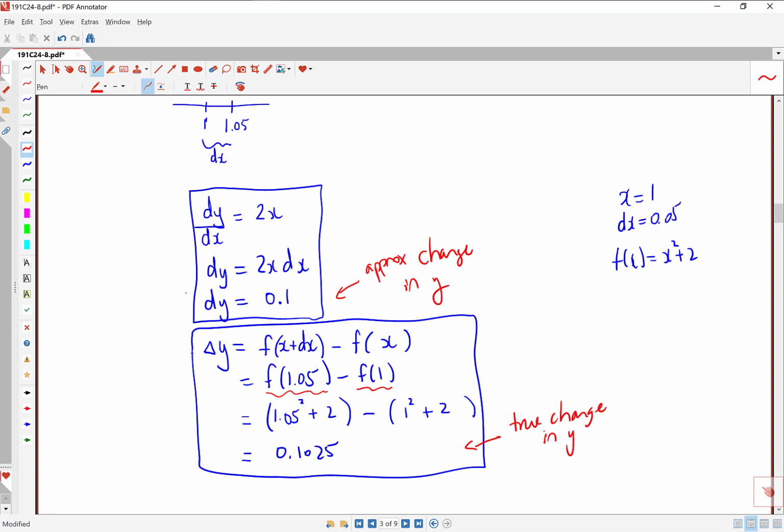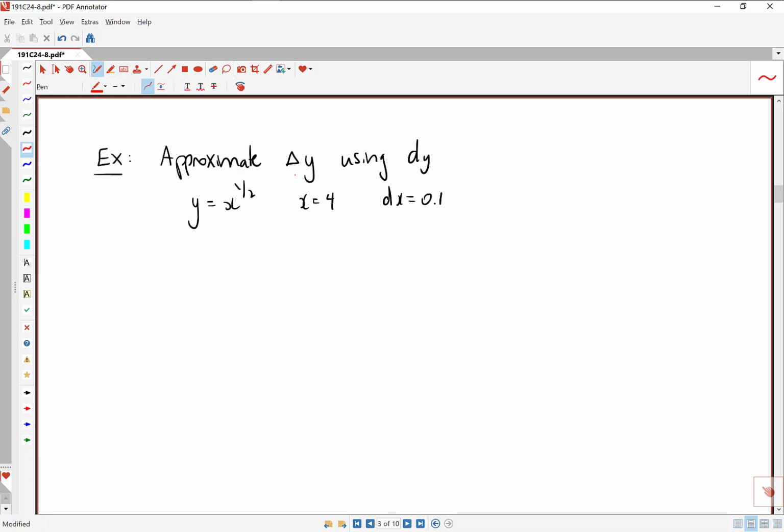So the whole point of what we're trying to accomplish in this section is that dy is going to do a pretty good job of approximating delta y as long as our 2 points are pretty close together. So in other words, as long as dx is a small number, dy will do a pretty good job of estimating what delta y is equal to. So our problem here is to approximate delta y using dy. We know what our function is. Y is the square root function. We know what x value we're starting at, and we know how much x is changing by.